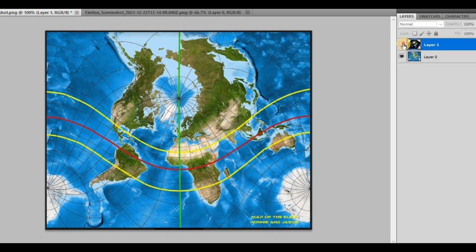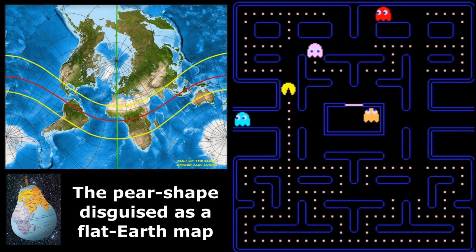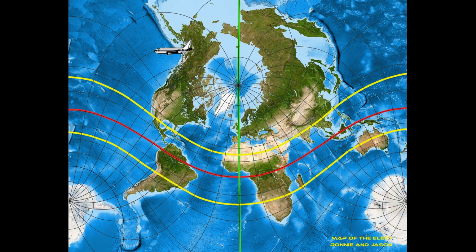When I compared it in Photoshop, both maps are one and the same. Even the lines and the small details are the same. There's a reason this map is called the Pac-Man map. Their creators claim that when a boat or an airplane flies in one direction, it magically reappears on the other side. This map does not represent any reality in any shape or form.